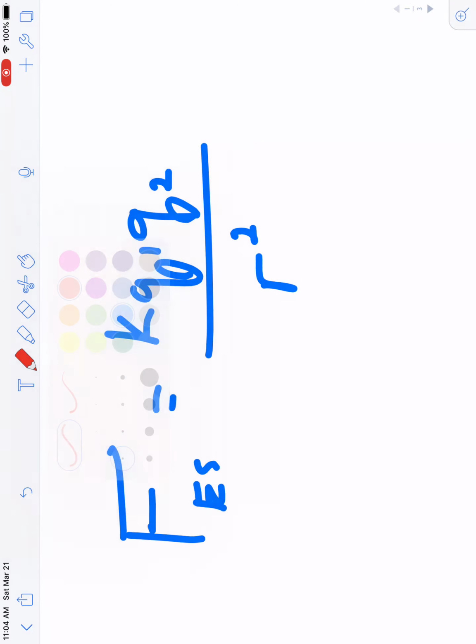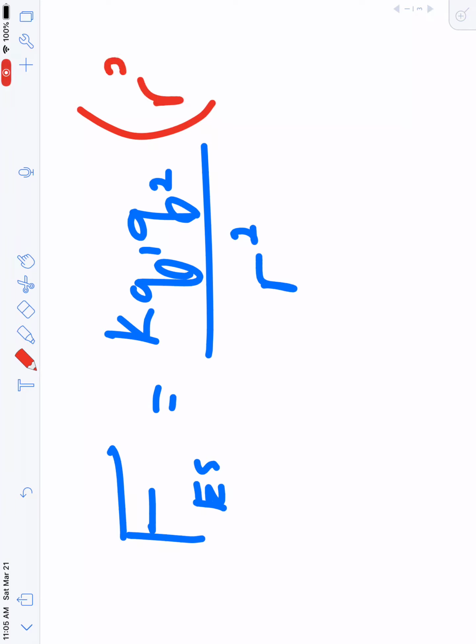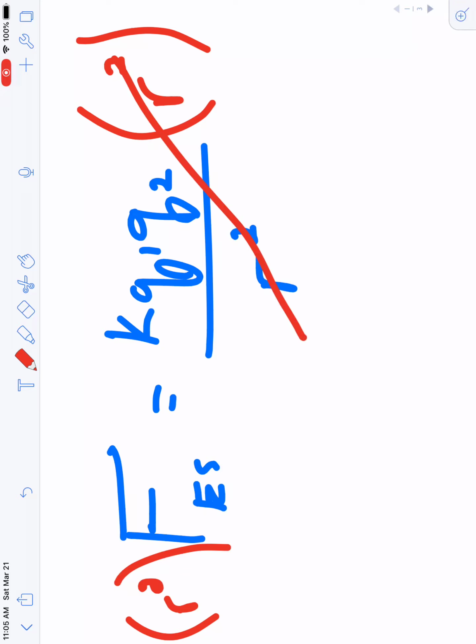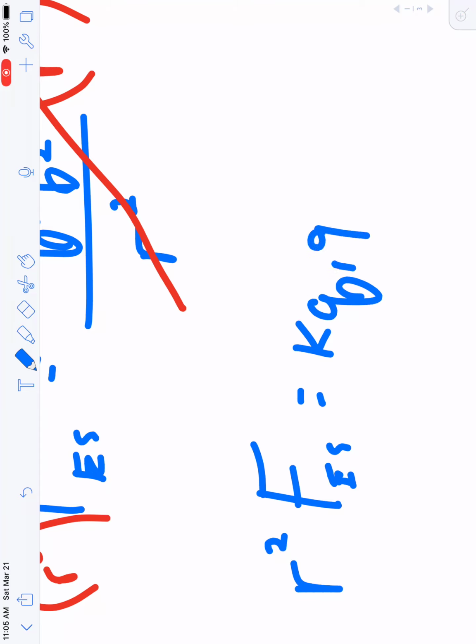So what we're looking for is r squared. We need to get r by itself because that's what we're looking for. We're looking for the distance. So right now we see r is at the bottom of the fraction. So we're going to multiply by r squared on both sides. On the right-hand side, they're going to cancel. And on the left-hand side, they're going to remain just F r squared, the electrostatic force, equals K Q1 Q2.